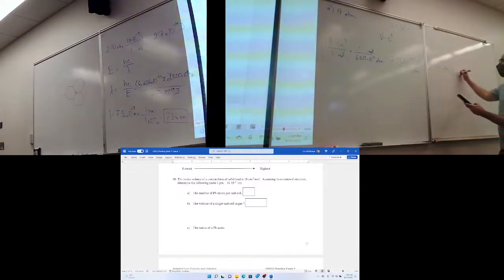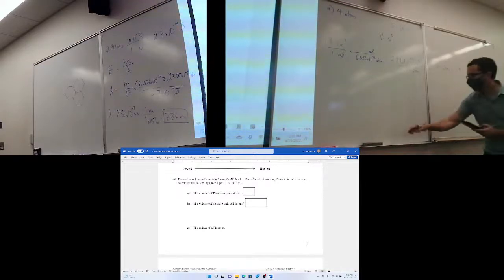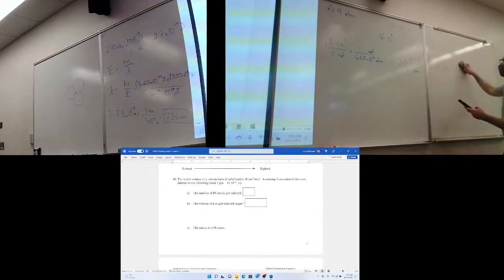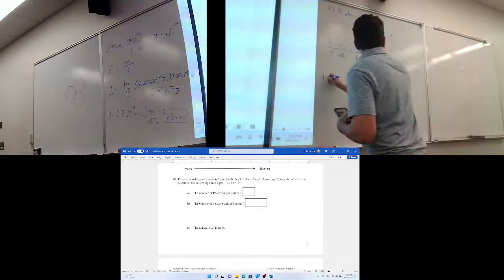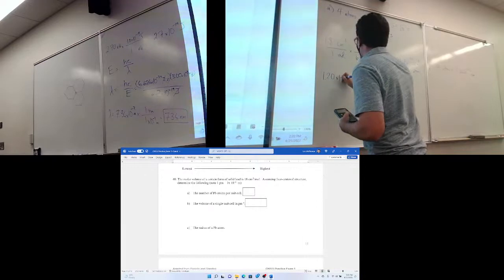And so that's going to be 1.20 times 10 to the minus 22 cubic centimeters. Okay, so I'm almost there. I've got a volume. That's the volume of the unit cell.